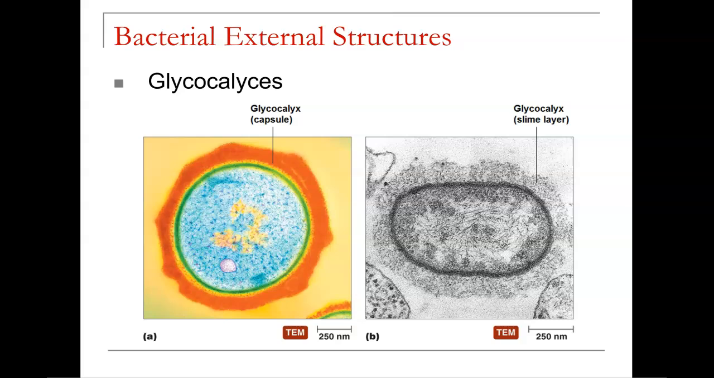It could also have a second type, a slime layer. That's going to be loose, thin, and kind of poorly organized. The cells are going to be dispersed within it. It prevents dehydration, so it helps that way, and it helps the cells adhere to other objects.